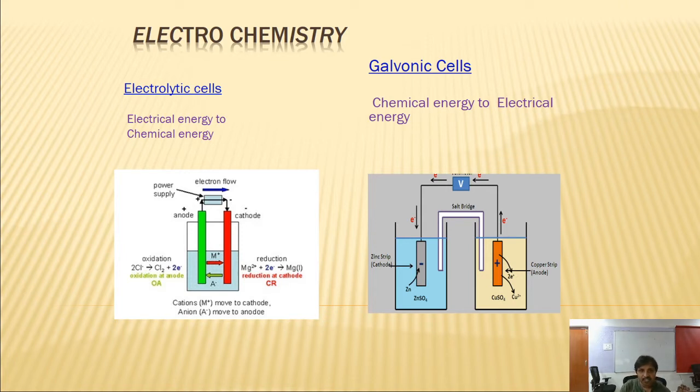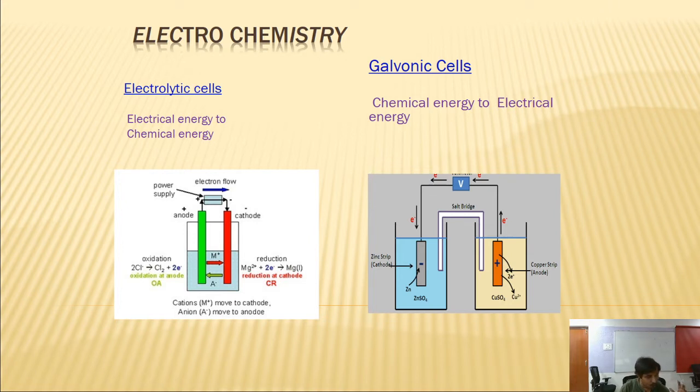and the next topic is how chemical energy can be converted into electrical energy. The conversion of electrical energy to chemical energy can be done by a chemical reaction, and the conversion of chemical energy to electrical energy is also done by a chemical reaction.